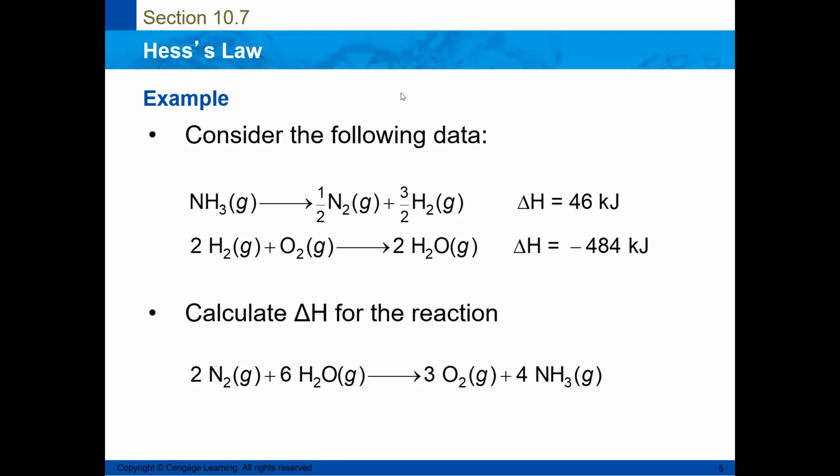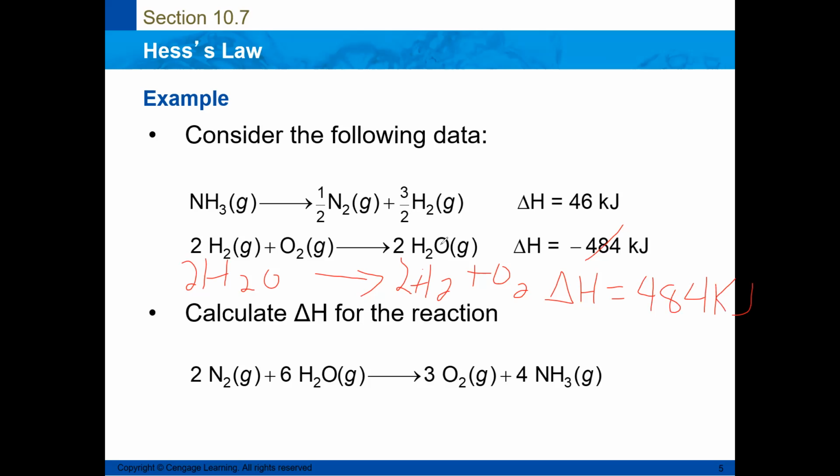All right, let's look at that. Okay. So like I was saying, we're going to have to rewrite this reaction backwards. So the H2O is going to go here, right? And then this is going to be 2, and this is already balanced. So 2H2 plus O2. And that's going to make this delta H no longer this, but it's going to be positive 484 kilojoules.